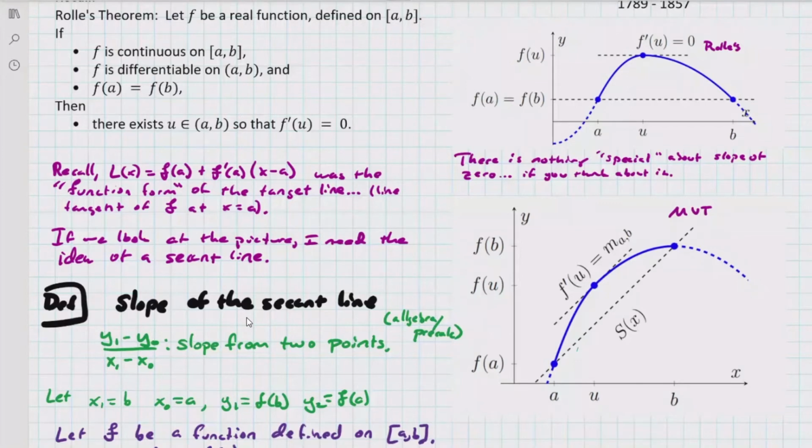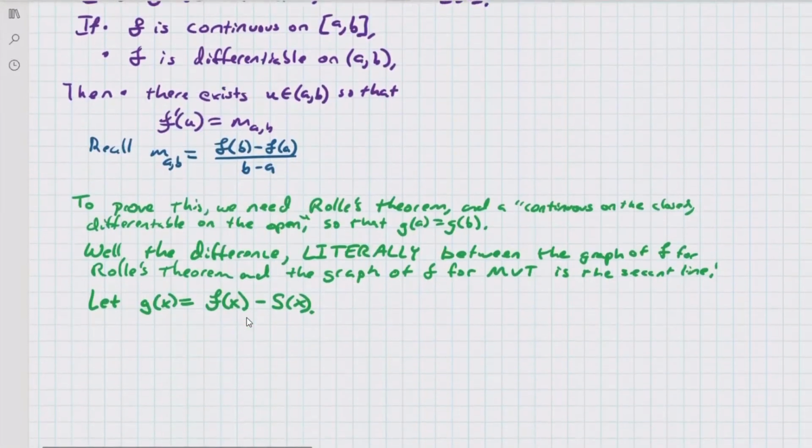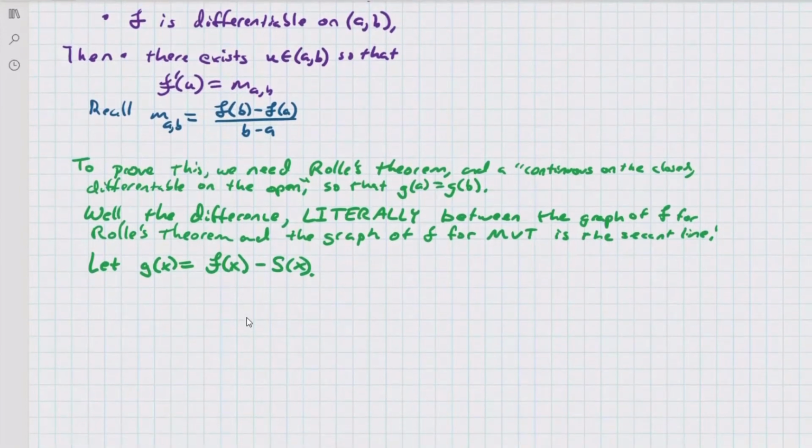So if I do that, I can use that fact. I can use Rolle's theorem to get at this. Right? So the big idea for this proof is the difference is the secant line. Okay? All right, so let's just prove it formally. Okay.